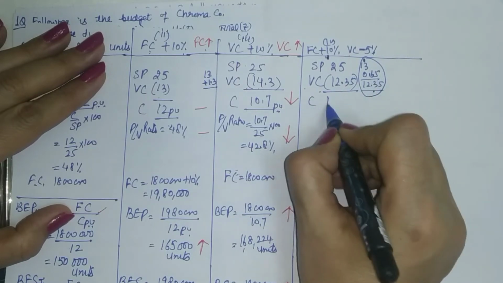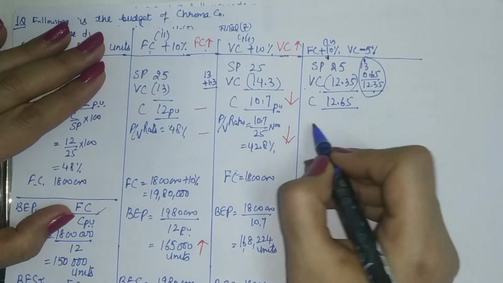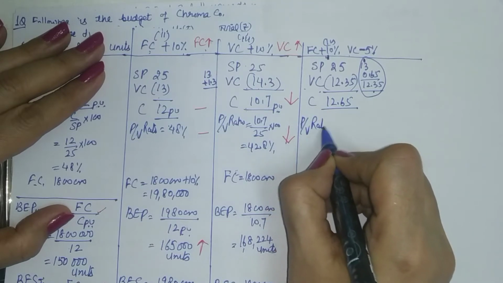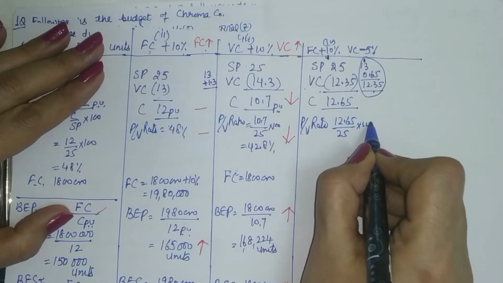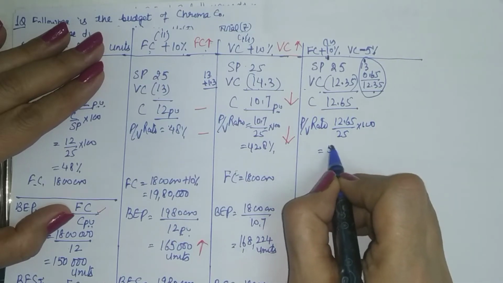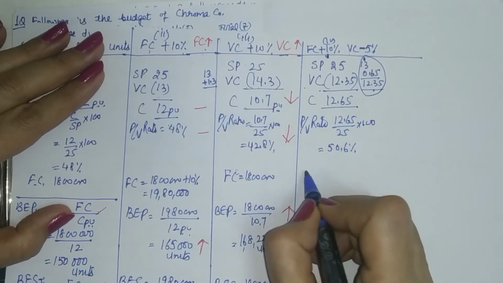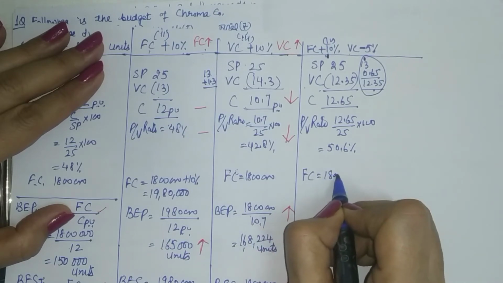Now your contribution is 12.65, which means your PV ratio is going to be 12.65 upon 25 into 100. That gives you 50.6%. Fixed cost is the same because there is no change here.